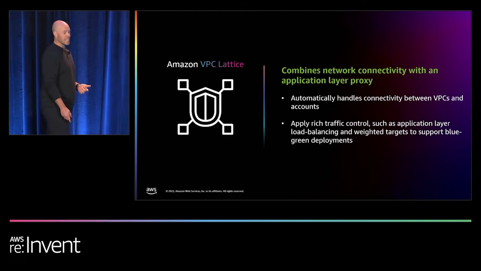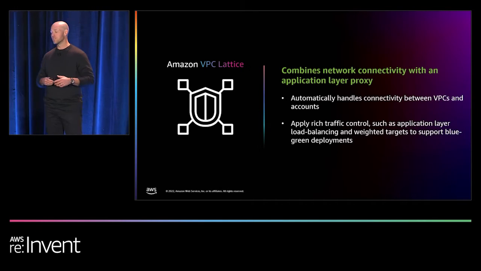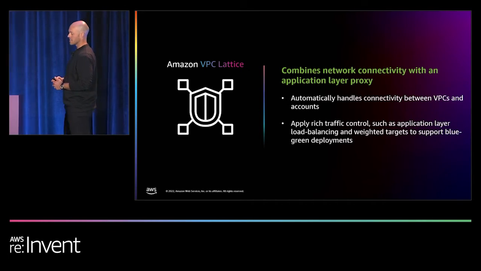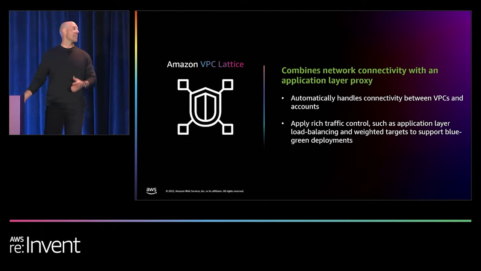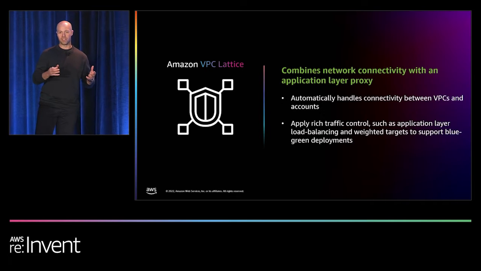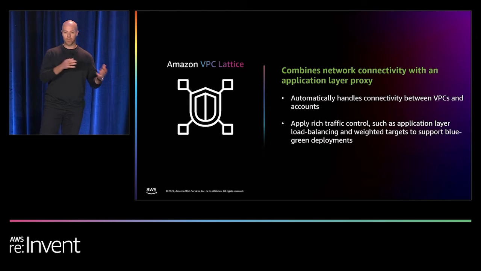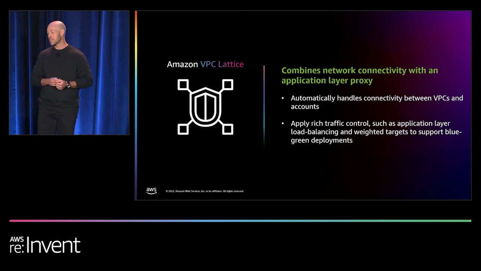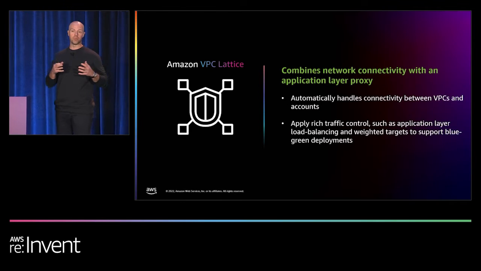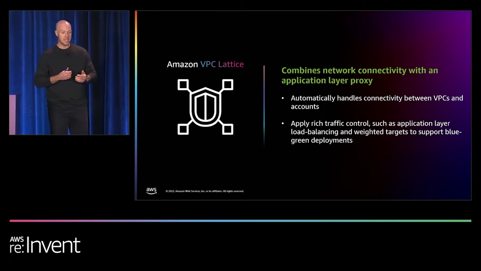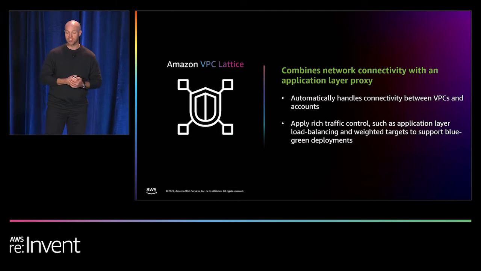So the first thing that VPC Lattice is really addressing is this combination of network connectivity and application layer proxy functionality. And you heard Satya talk about this before, the network layer and the application layer. What we're doing with VPC Lattice is bridging those two things together. We're bringing it into a single platform.